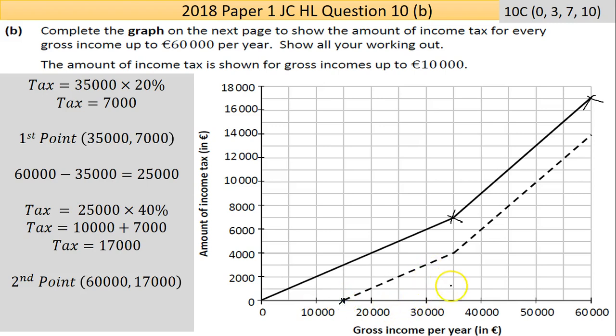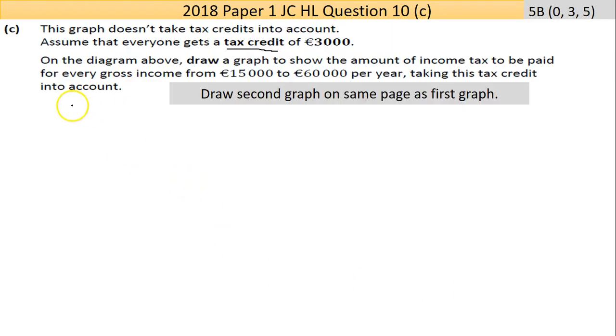At 35,000, which is here, I'd owe 7 take away 3, which would be 4,000. That's my second point. And my last point, you can see it'll be parallel. If I owe 17,000 take away the 3, it'll be 14,000. That's that point there. So you can draw the second line. I would maybe draw it in a different pen, or as I have there, a dashed line, just to differentiate. Label it tax credit, whatever, to help identify them. So that's part C.